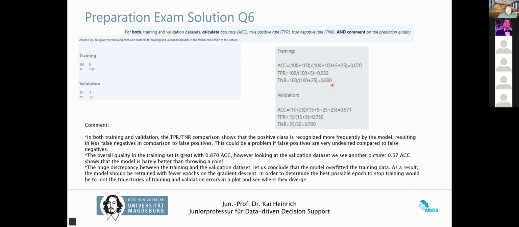Okay, so then you calculate this. I think this is pretty easy. You could just use the formulas. You should also know what they mean, and interpret this. But you can see the true positive rate is okay and the true negative rate is okay, although not that good.